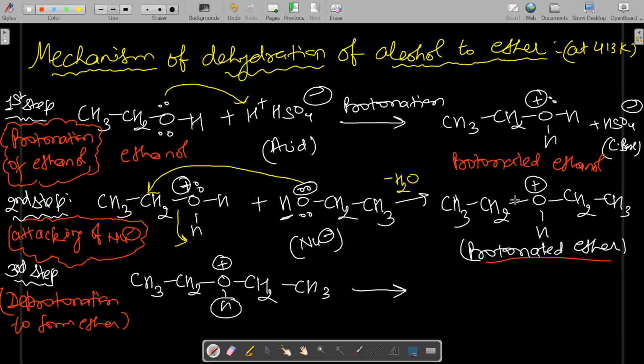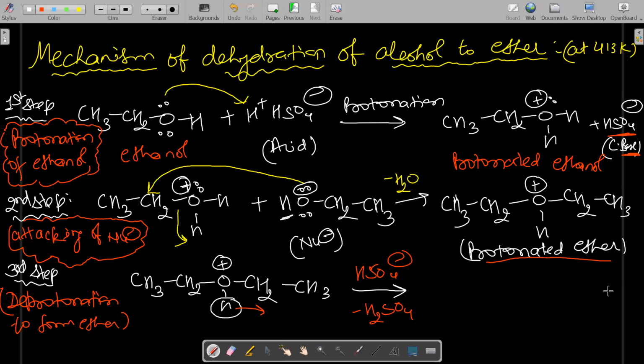HSO4 minus. So all of you are already aware, what is the role of HSO4 minus, the byproduct of the first step? It always acts as a base, and this helps in the deprotonation. So this HSO4 minus helps to release this H plus ion. Now this H plus and this HSO4 minus combine to form sulfuric acid as a catalyst. Again, it can be reused in the first step, and the reaction will continue.